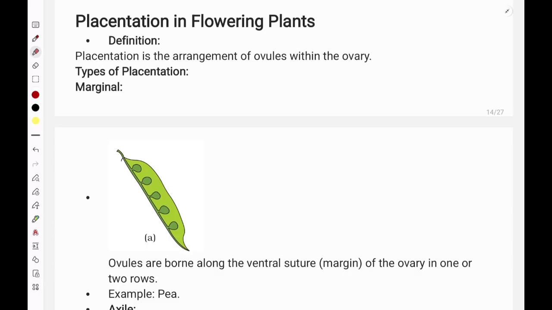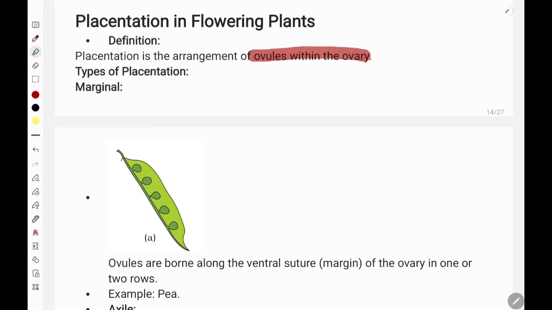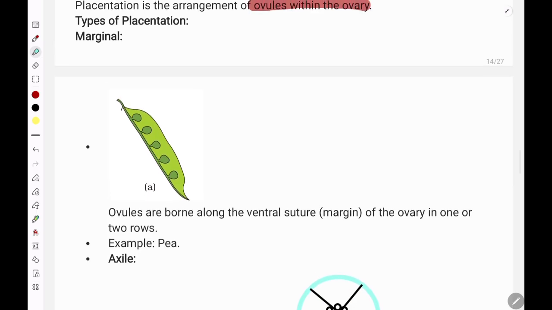Today we are going to discuss placentation. Placentation is the arrangement of ovules within the ovary, and this is called placentation. There are five types of placentation.